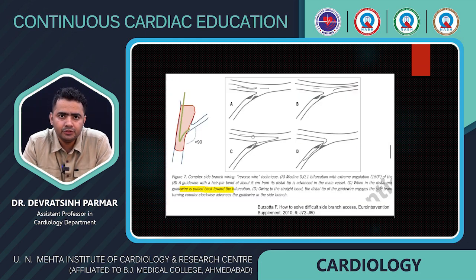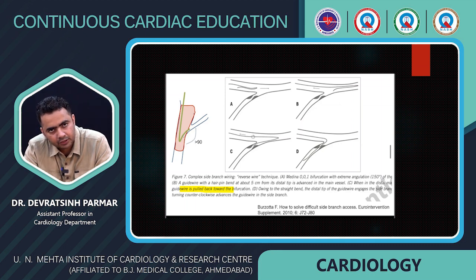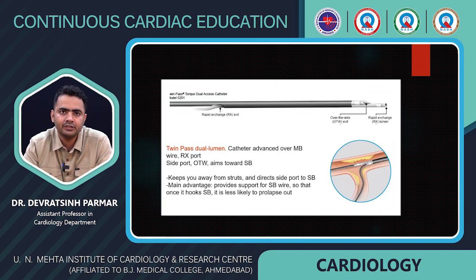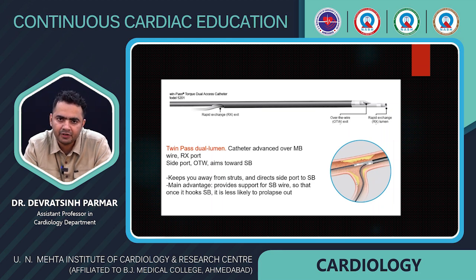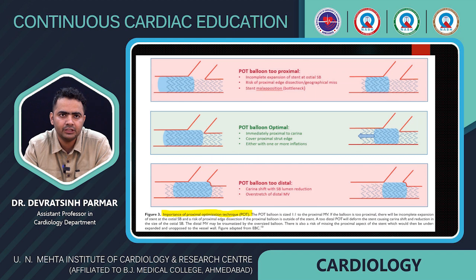Now there is also the reverse wire technique. Here, you take a long wire, you pass it through the main wire, and then you hook the ostium of your side branch, and through the reverse wire technique you go to your side branch. Okay. Now there are also dual lumen catheters available, like the Twin Pass, that simplify rewiring of your side branches.